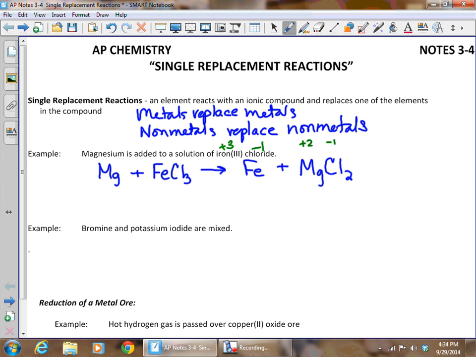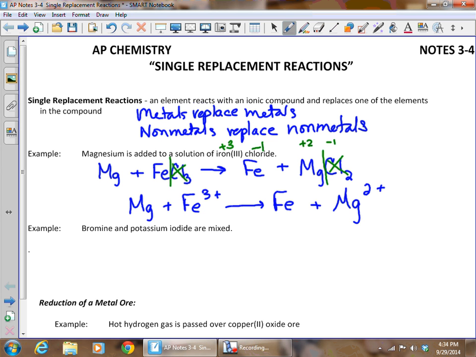Now, it doesn't really matter what our subscripts are for those chlorines, because think about it. We're adding it to a solution of iron 3 chloride, so we're in water, and both iron 3 chloride and magnesium chloride are going to ionize. They're both soluble. So what happens then? Those chlorides are going to drop out as spectator ions. So what we're actually going to end up with here is Mg plus Fe3+, yielding Fe plus Mg2+.